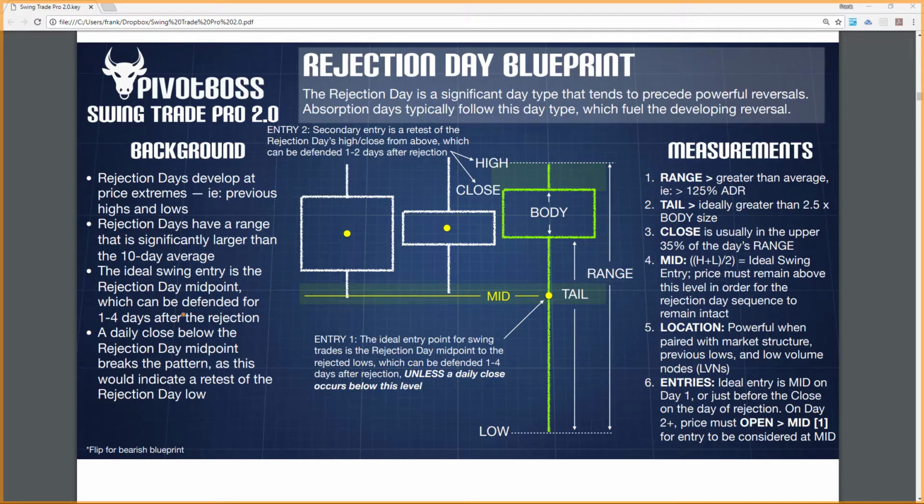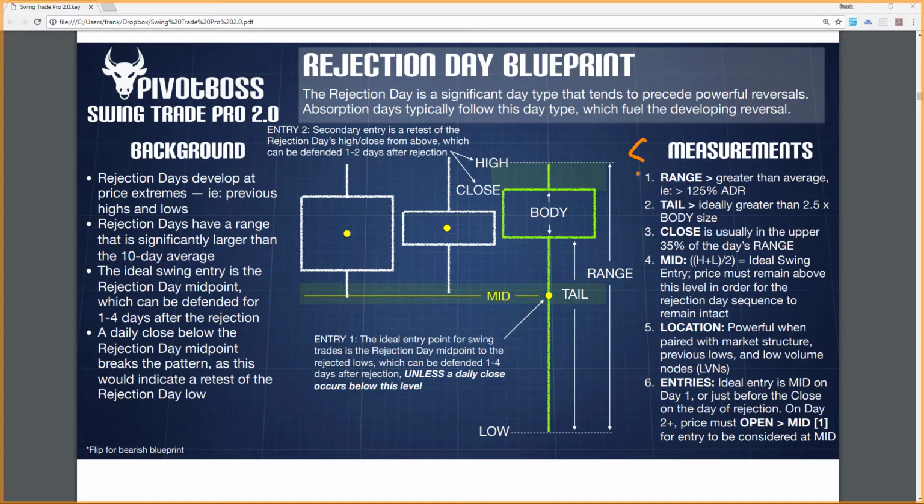So a few things over here. Number one, these rejection days tend to develop at price extremes like previous highs and previous lows. The rejection days tend to be significantly larger than the 10-day average. The ideal swing entry is the midpoint of the rejection day, which can be defended 1 to 4 days after rejection. And a daily close below the rejection day midpoint breaks the pattern, as this would indicate a retest of the rejection day low. Those are some of the most important points.